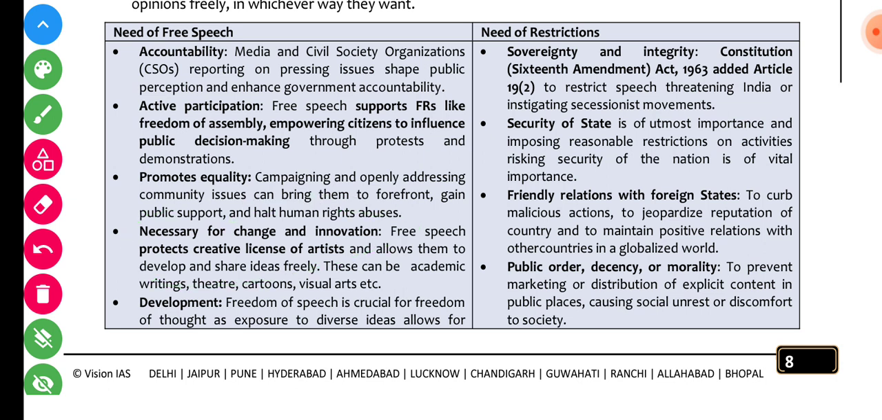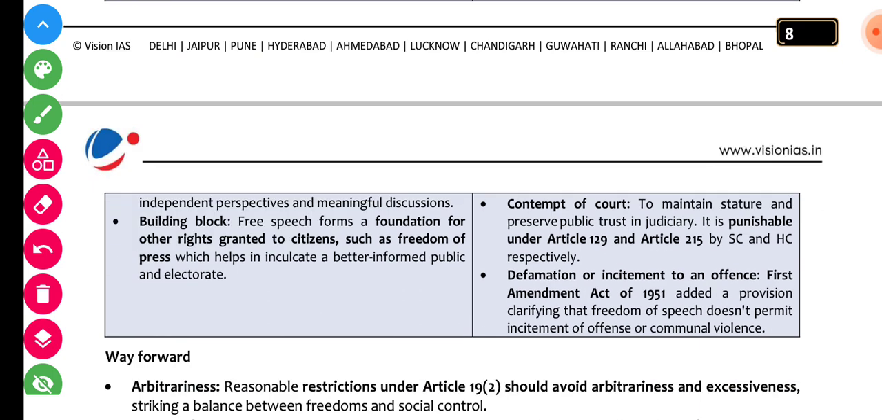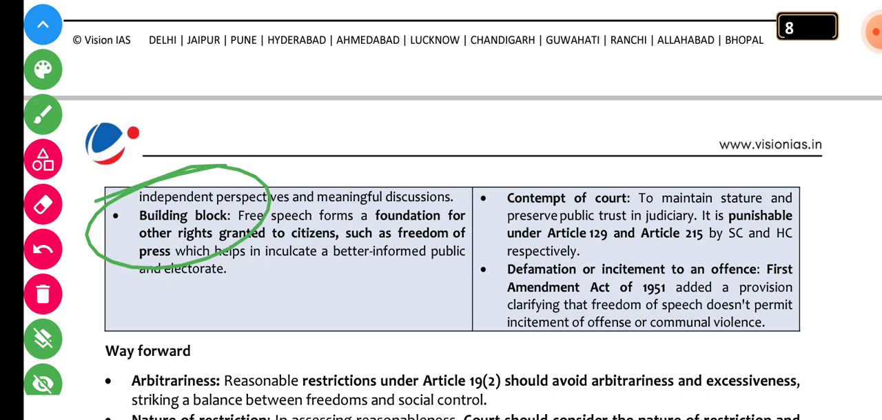Free speech protects the creative license of artists and allows them to develop and share ideas freely. It also maintains the intellectual property rights of the creator or inventor. These can be academic writings, theater, cartoons, visual arts, and intellectual property rights. And next is development. Freedom of speech is crucial for freedom of thought, as exposure to diverse ideas allows for independent perspectives and meaningful discussions. And building block: free speech forms a foundation for other rights granted to citizens, such as freedom of press, which helps inculcate a better informed public and electorate.